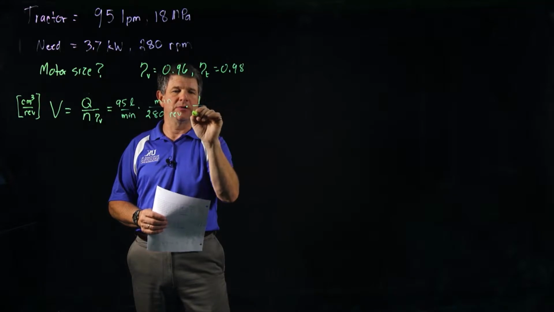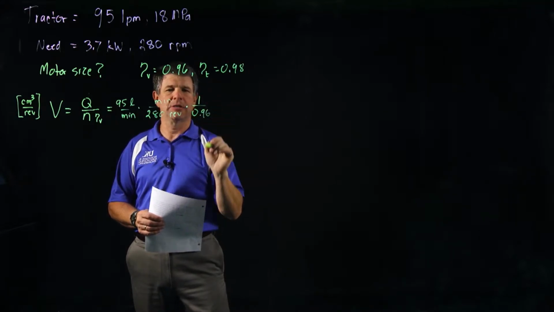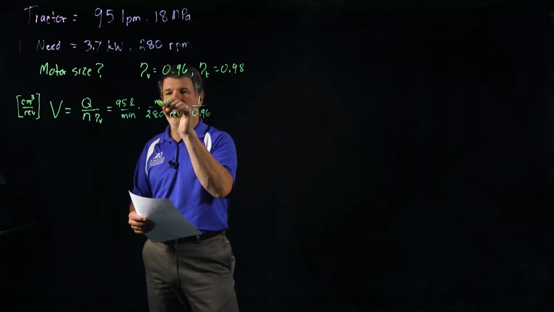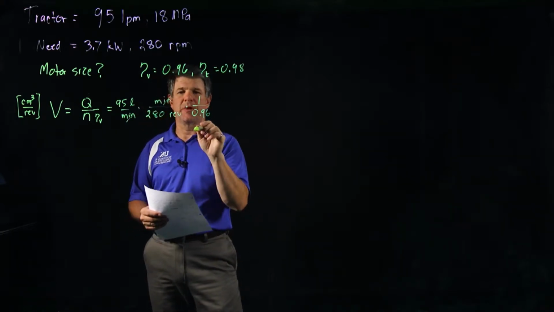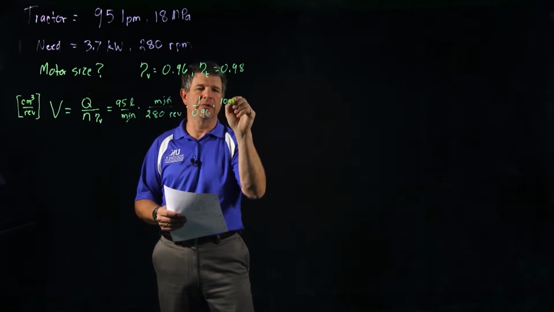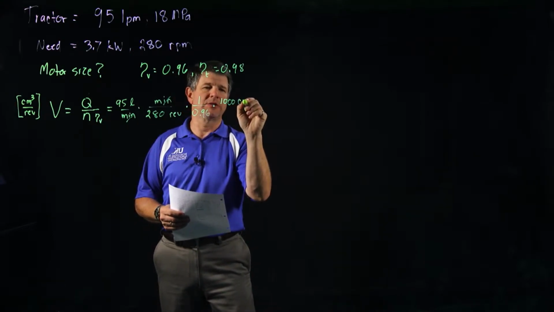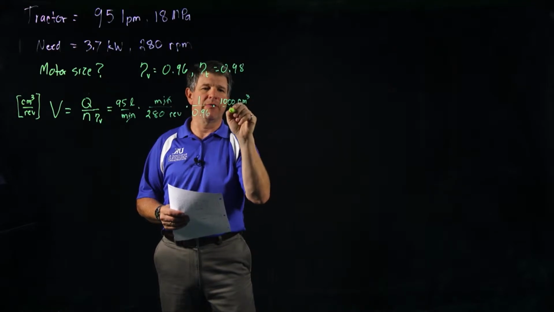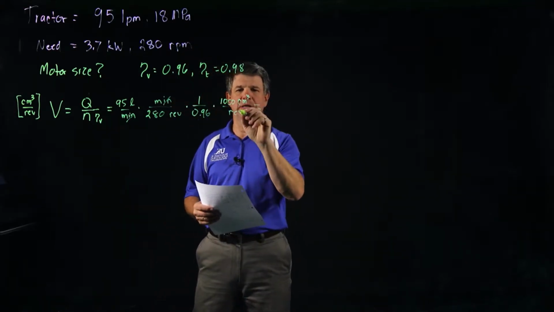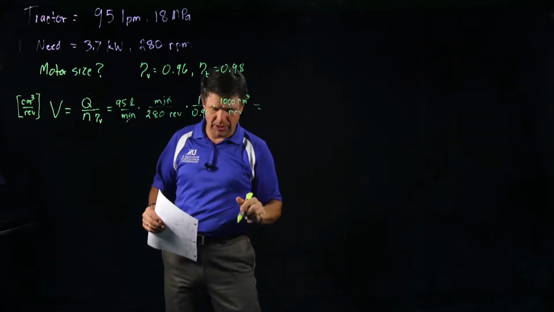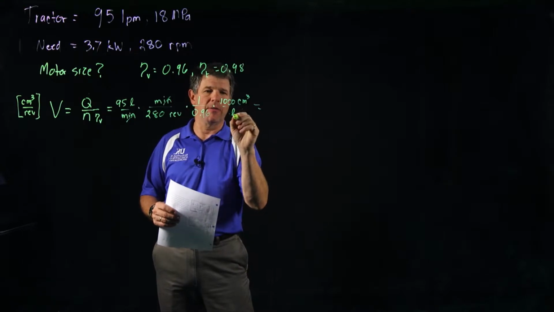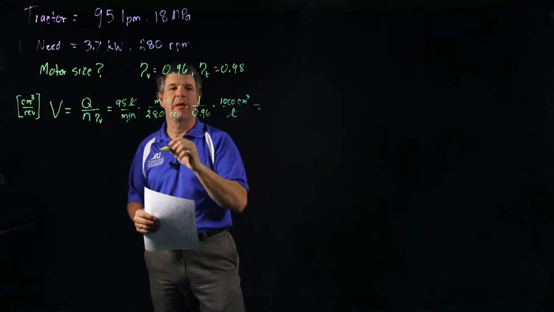So it's 1 over 0.96. And let's see, I got my units there, so the minutes are gone. I have liters per revolution. I need to get the liters to cc's, so that's times 1,000 cubic centimeters per liter. I'm sorry, that cancels the liters off.